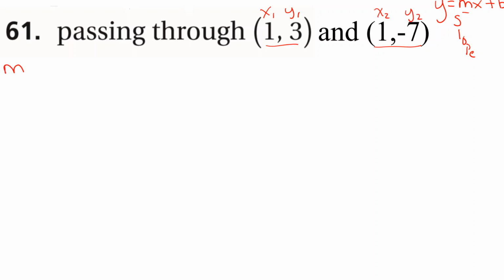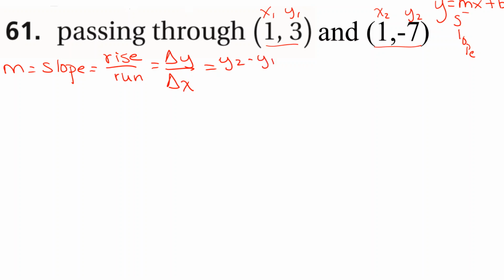Now remember, our m is equal to our slope. Slope is equal to rise over run. Rise is the same thing as the change in y over the change in x. In our formula, change means subtract. So we're going to say y2 minus y1 over x2 minus x1. Substituting with the information that we have, I have -7 minus 3 over 1 minus 1. That's going to be -10 over 0.